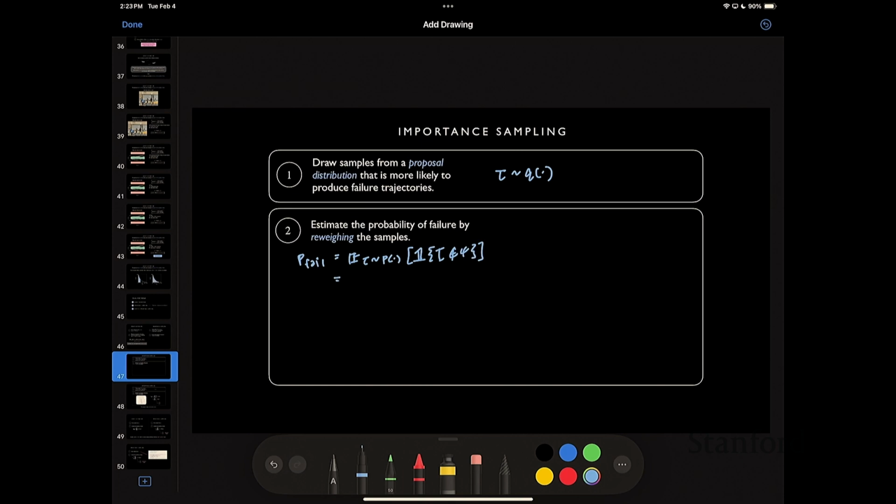Okay, and then we also showed we could write this out as an integral where we take the nominal density and multiply it by this indicator function. Now I'm going to do something that might seem a little bit weird at first: I'm going to multiply this equation by 1, but the version of 1 that I'm going to choose is q of tau over q of tau. So essentially I'm just multiplying things by 1, but I've introduced q of tau into our formula. And then we'll just write everything else as it was.